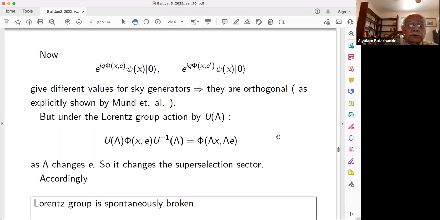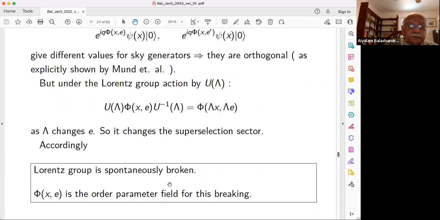Okay, so because it is changing e, it changes the superselection sector, because we just showed before that changing the e corresponds to changing the superselection sector. So the Lorentz group is changing the superselection sector. Accordingly, Lorentz group is spontaneously broken.